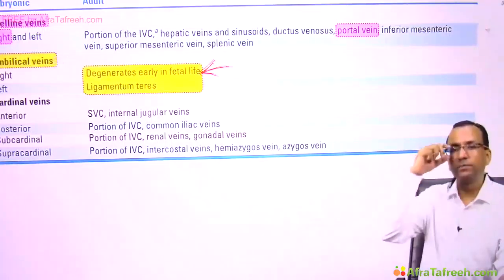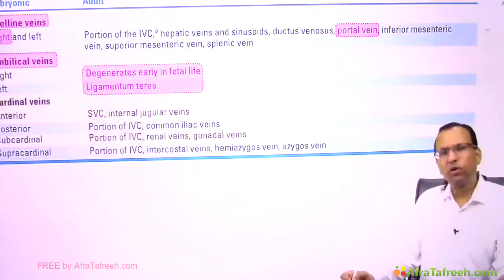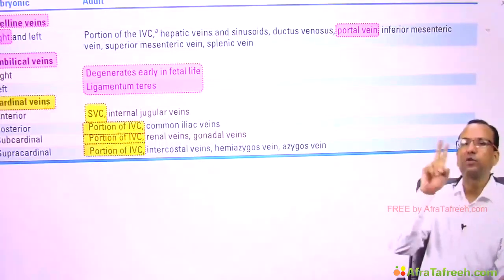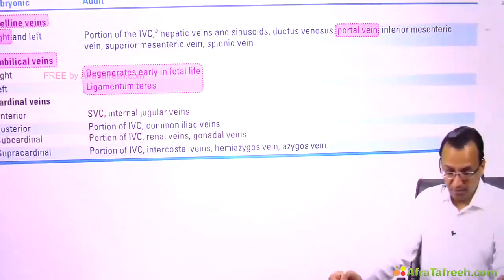Then what are the cardinal veins doing? Cardinal veins, yes. I have told you 3 cardinal veins: anterior cardinal vein, posterior cardinal vein, common cardinal vein. Now I'll add subcardinal vein and supracardinal vein. So 5 cardinal veins now.